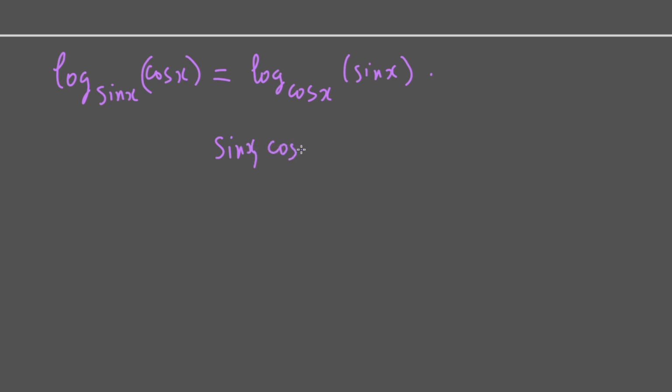We have log base sin x of cos x equal to log base cos x of sin x. So from this logarithmic equation, we have to put the condition for sin x and cos x. First of all, we can easily see that sin x and cos x have to be greater than 0.